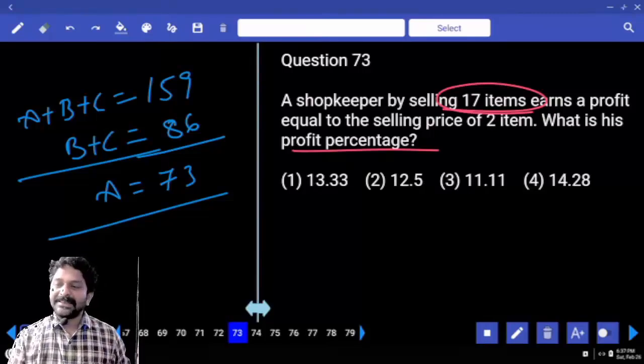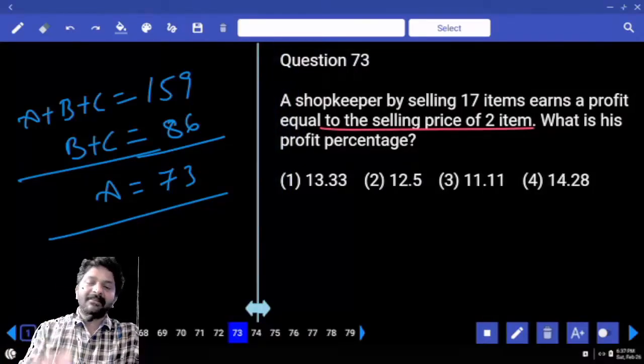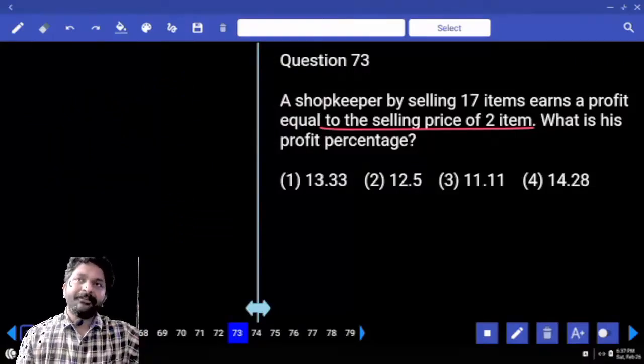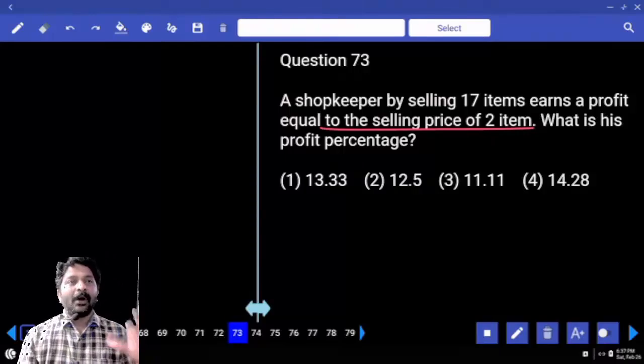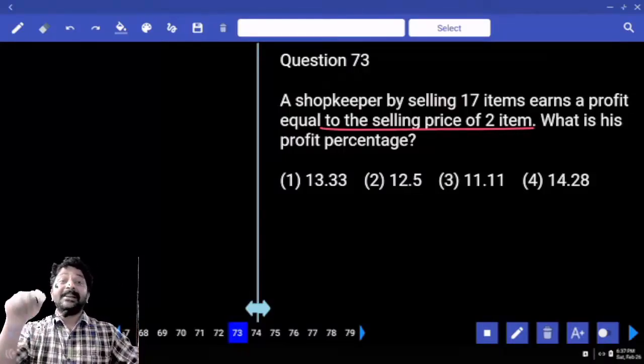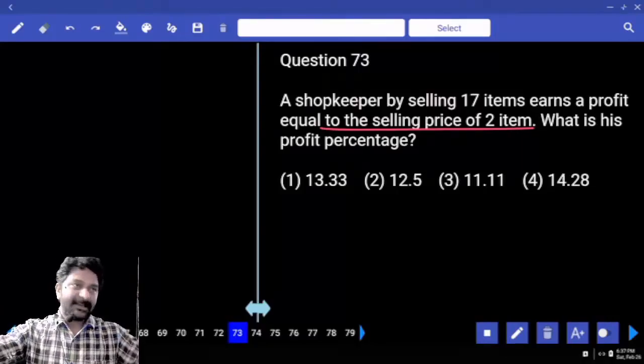A shopkeeper by selling 17 items earns a profit equals to something mentioned, and we were asked to calculate profit percentage, right? So the basic theory in profit and loss is, whenever you want to calculate profit or loss, number of articles in selling price and number of articles in cost price both must be same.